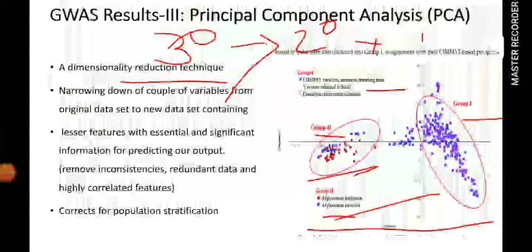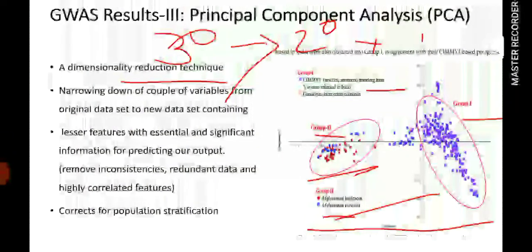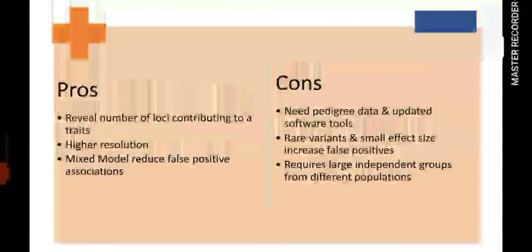So before conducting the GWAS statistical data analysis, you have to do the PCA analysis. Else, if you don't do this, you will get either false positive or false negative associations. In this way, principal component analysis corrects for population stratification. So it's very important to know about all these three major results that we get in the GWAS analysis. In the next slide, I have listed the pros and cons of the GWAS.